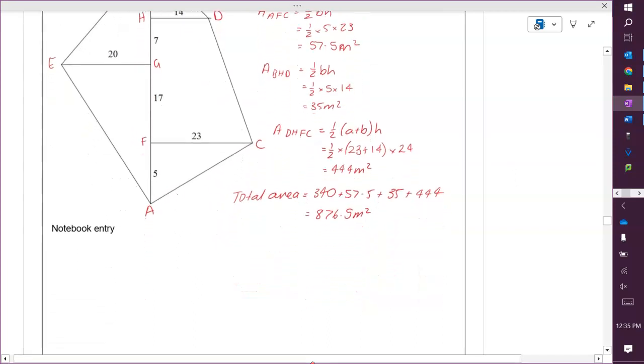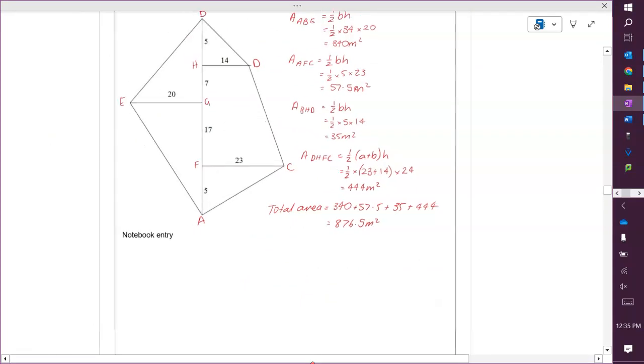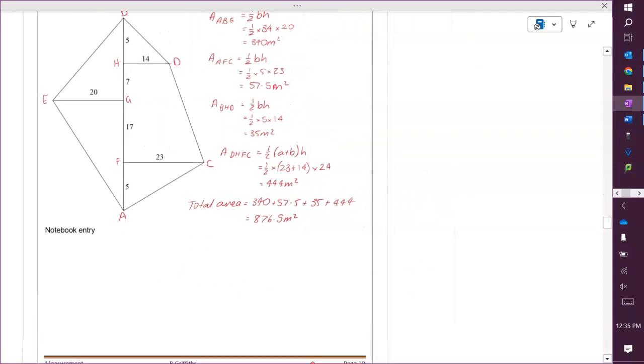Now from here, what we need to do is we need to write what we call a notebook entry. So to do a notebook entry, it's basically working out, well, if you didn't have a diagram, how could you draw a diagram with just the measurements given? So we start with like a parallel lines in the middle, and we label these with A and B, so up through the middle. If I start at A, I'm at 0.